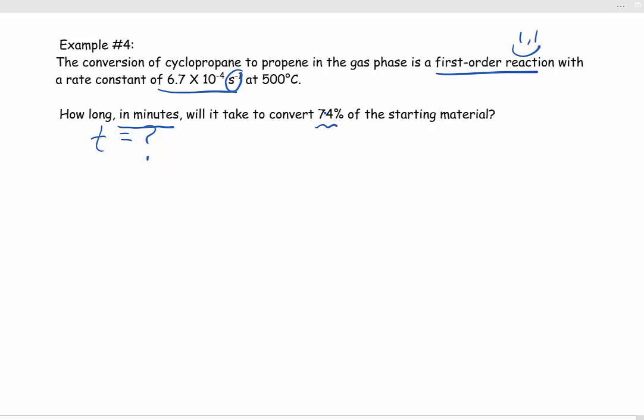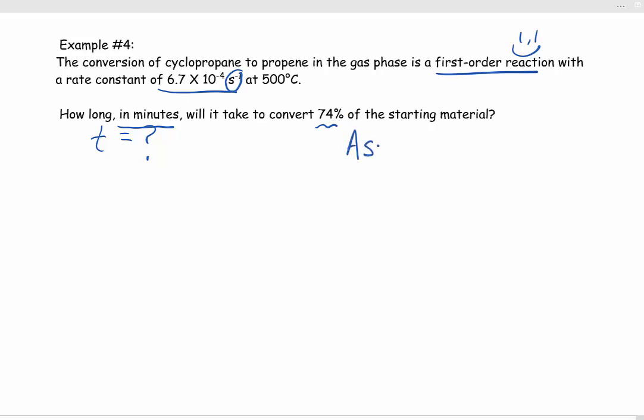So this is a little bit different with regards to these integrated rate problems. We definitely have time, and we have a percentage. So we're not really talking about concentration per se, but it's sort of related to concentration. It's related to amount. And here's the way to think about these problems. When you're given one like this, we know we're getting rid of 74%.